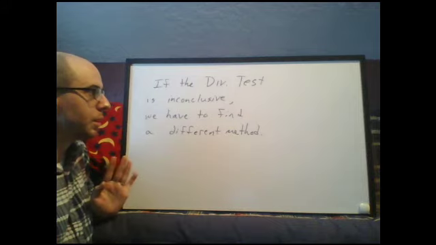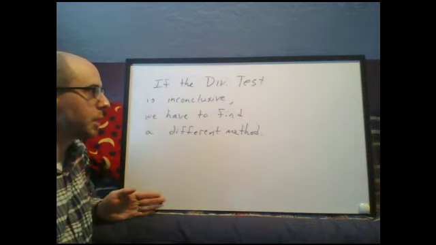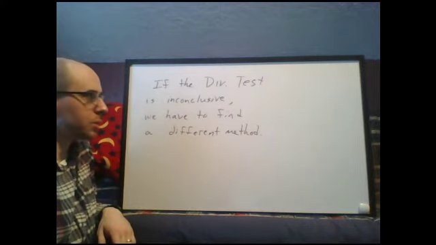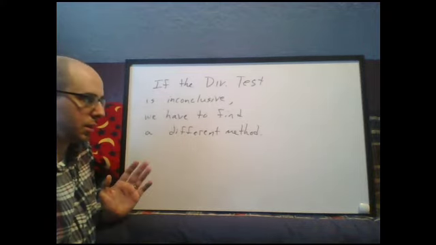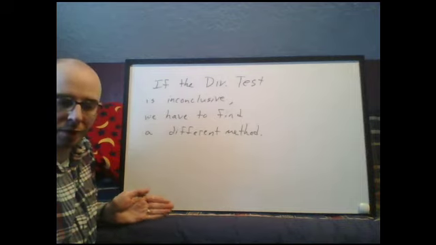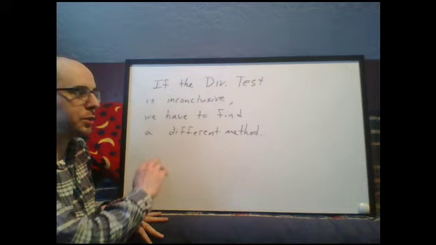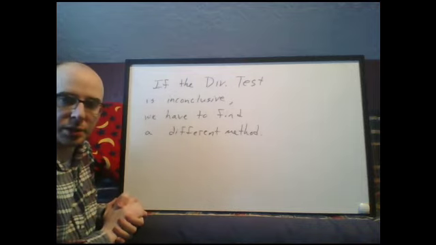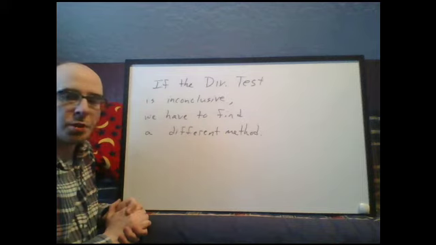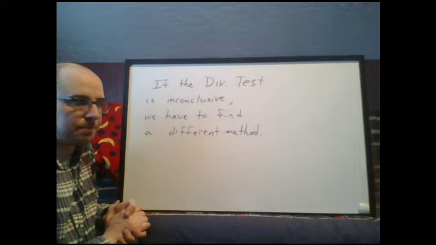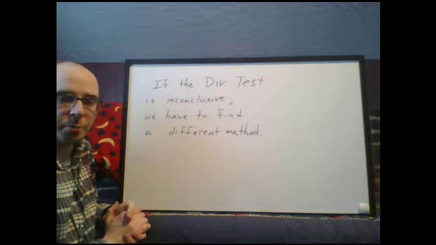So let me reiterate this main point. When the divergence test is inconclusive, that means we don't know whether or not it's divergent or convergent. We have to use a different method to study the series any further. And those other methods will be the topics of the next several sections of chapter 11. We'll start 11.3 in the next video.